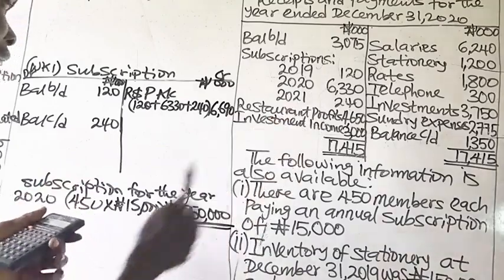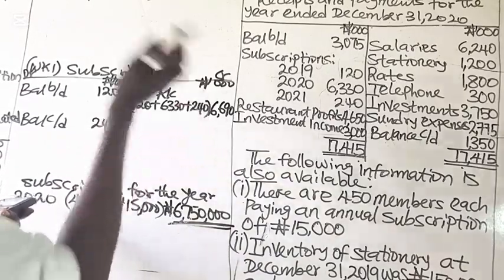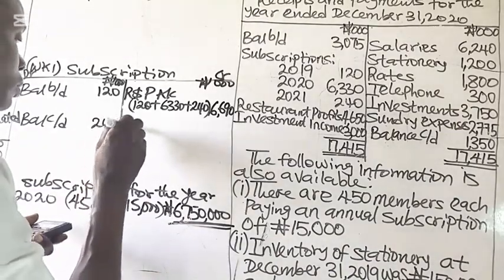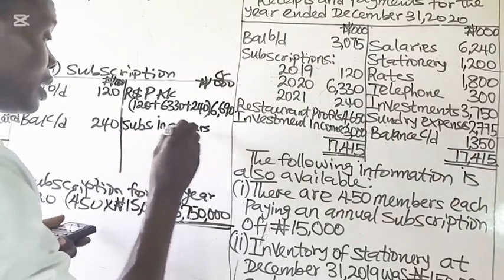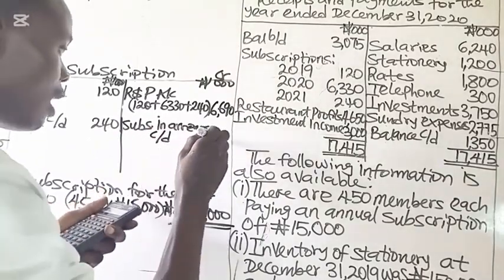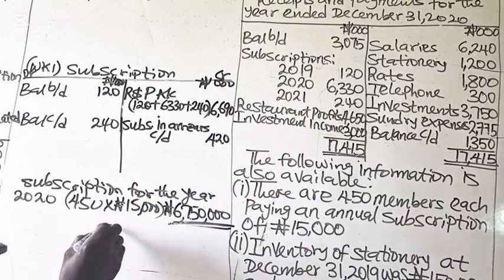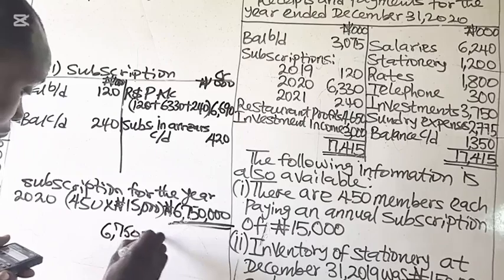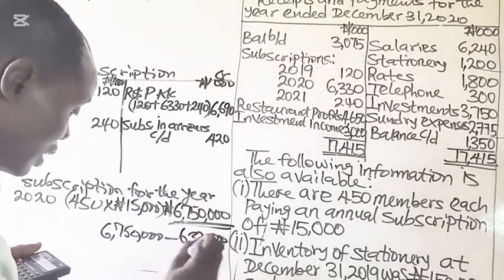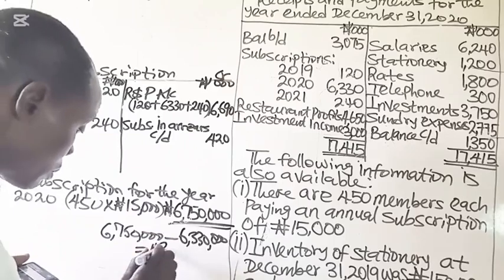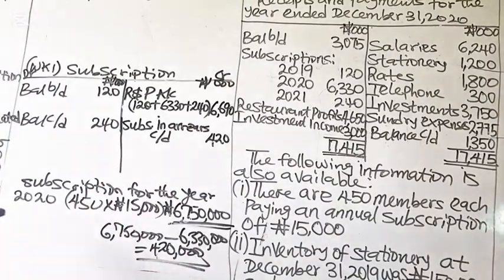Subscription in arrears is an asset. So that will be brought down. It will be carried down here because it will be brought down to the next period. Subscription in arrears carried down, that is 420,000. The 420,000 is the difference between 6,750,000 and 6,330,000. That is what gave me the 420,000. That was reported here as subscription in arrears.